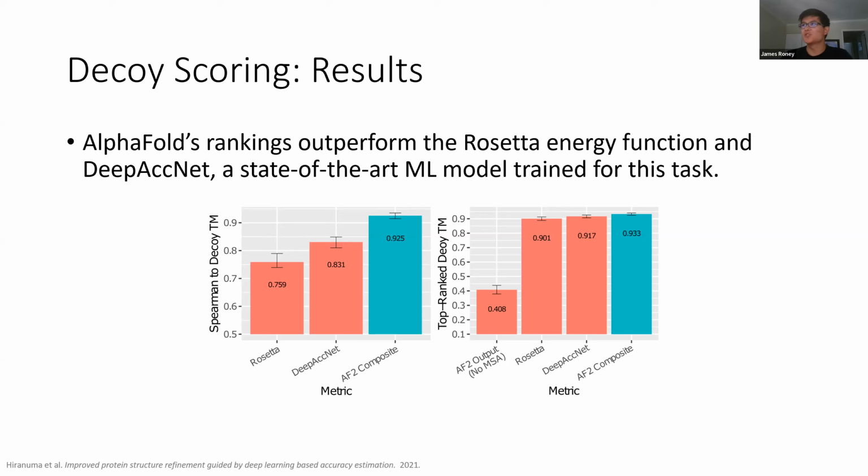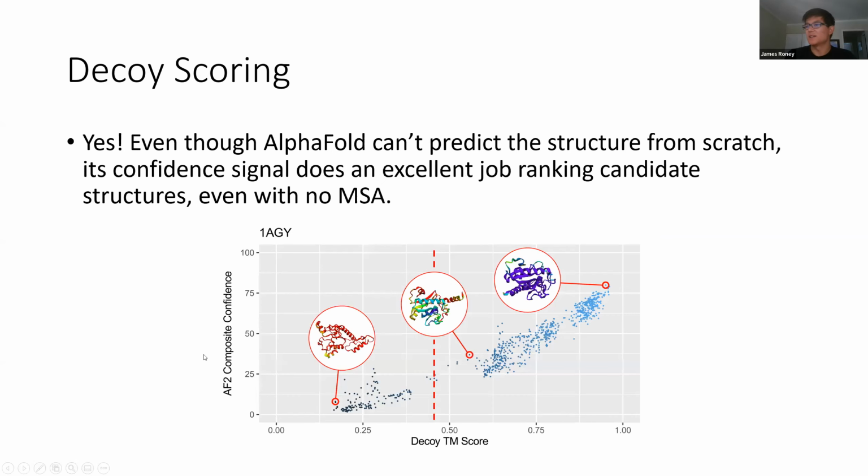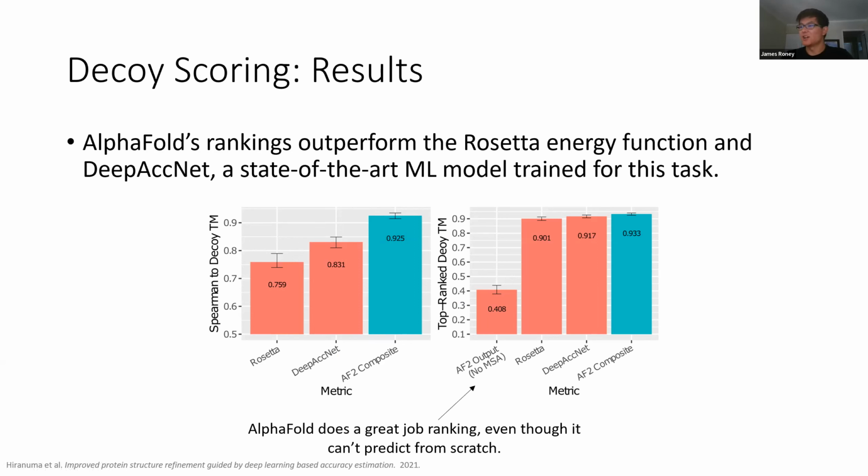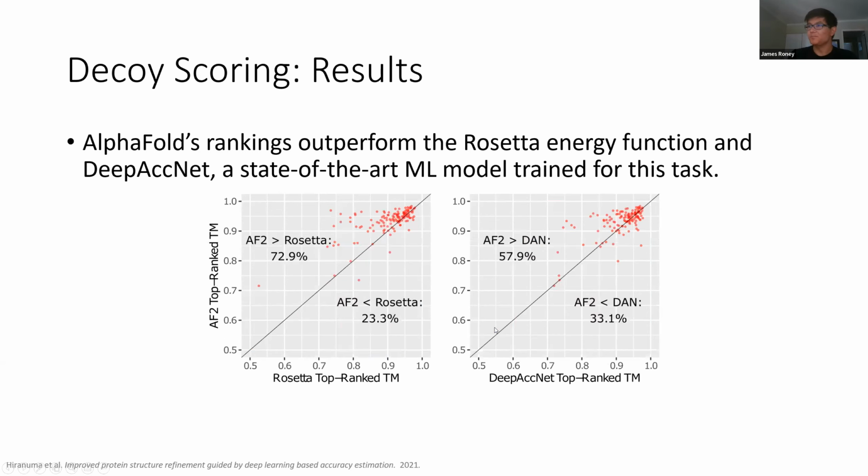Two ways you can measure performance on this task are, first, to measure the correlation between this confidence score and the decoy score. We find that AlphaFold has a better correlation than both Rosetta and DeepAccuracyNet. Another way is to look at the average quality of the top ranked TM score, and AlphaFold also does really well on this metric. Again, AlphaFold does a really good job ranking, even though it can't predict these structures from scratch with no MSA.